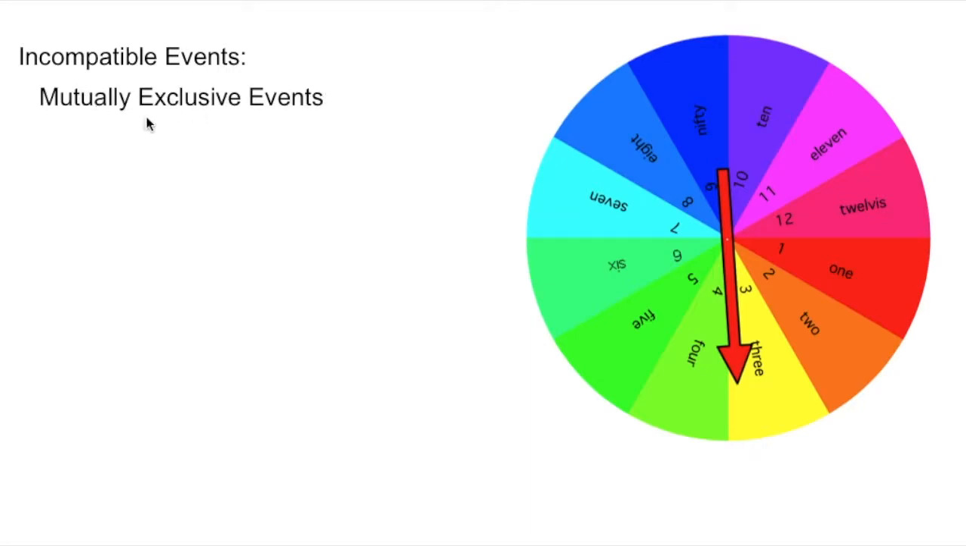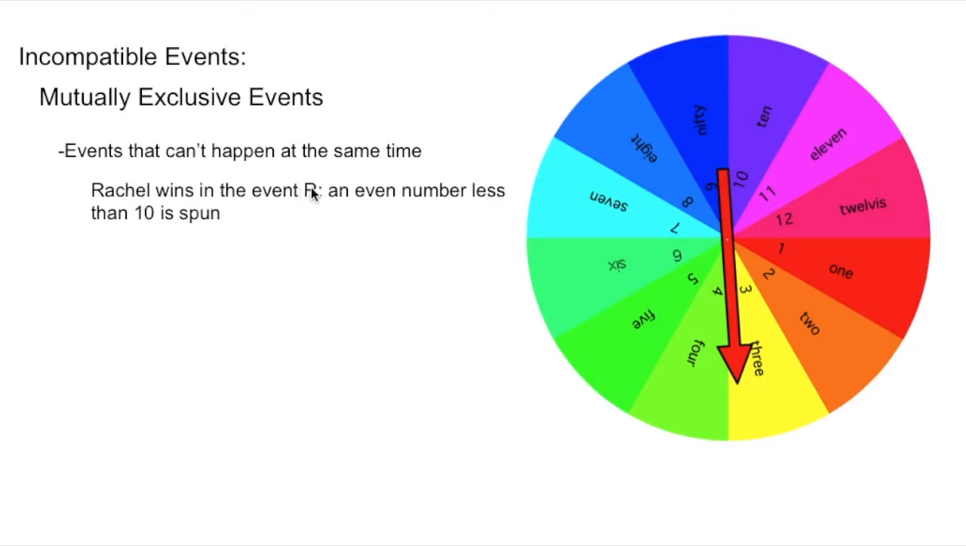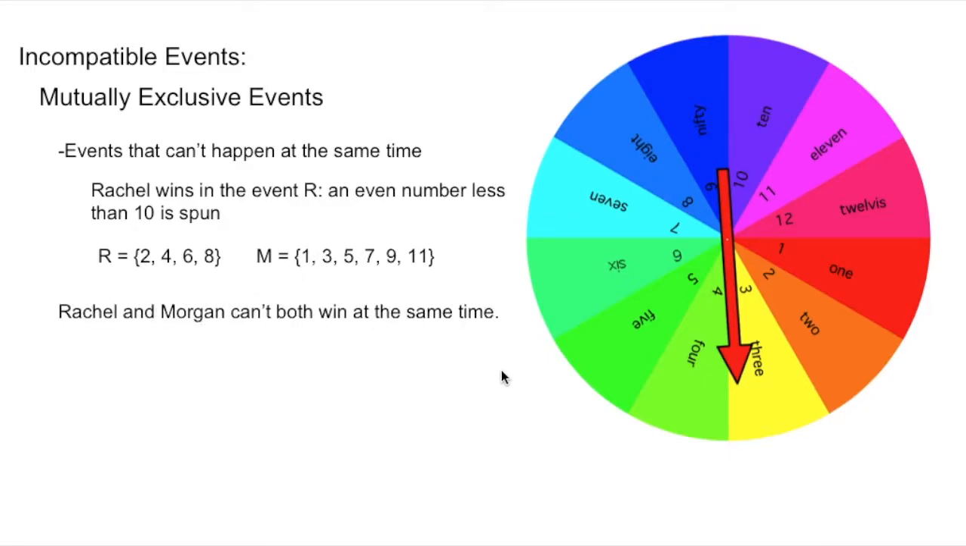Incompatible events, or mutually exclusive events. These events can't happen at the same time. Let's say Rachel wins in the event R, that an even number less than 10 is spun. That's 2, 4, 6, 8. And remember, Morgan wins if an odd number comes up, so 1, 3, 5, 7, 9, or 11. Can they both win at the same time? No. Whenever Rachel wins, Morgan loses. Whenever Morgan wins, Rachel loses. Rachel and Morgan can't both win at the same time. Notice that R intersection M is the empty set. There's nothing in common between 2, 4, 6, 8 and 1, 3, 5, 7, 9, 11.